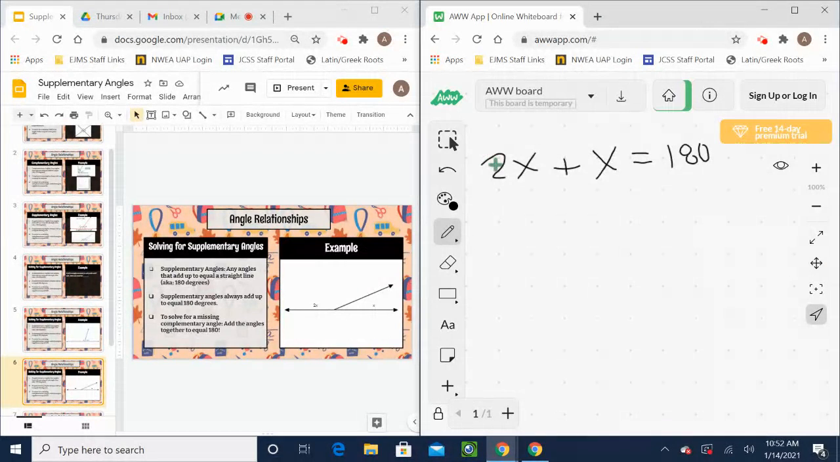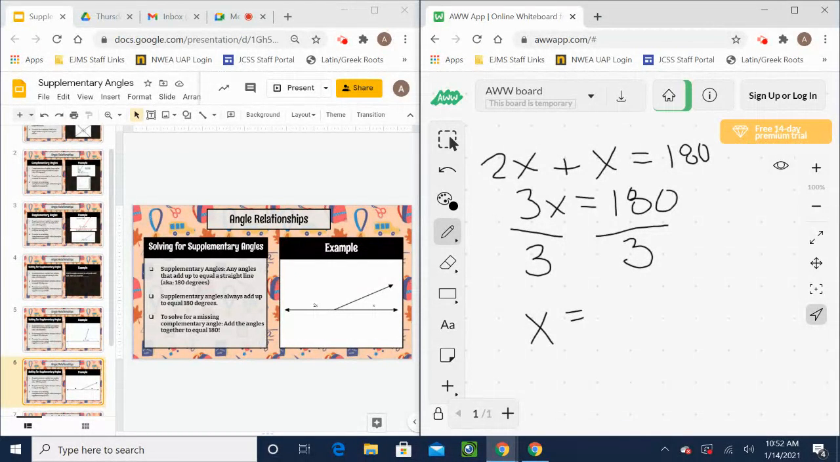Well, on this one, you guys, you've got 2x plus x, well, that equals 3x, okay? So 3x is going to equal 180. Well, if you look at this problem, we know how to solve for x because we want x by itself. Right now, you've got 3 times x. Well, to reverse that, I'm going to divide out that number next to it. So I'm dividing by 3 on both sides. Okay, now x is going to equal 180 divided by 3, which is 60 degrees.